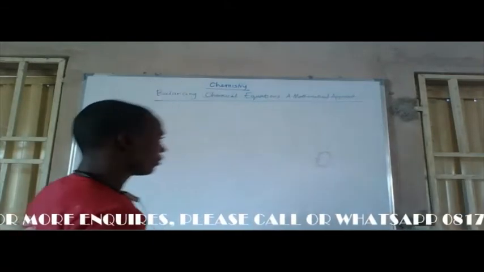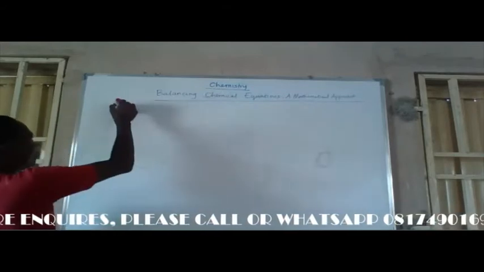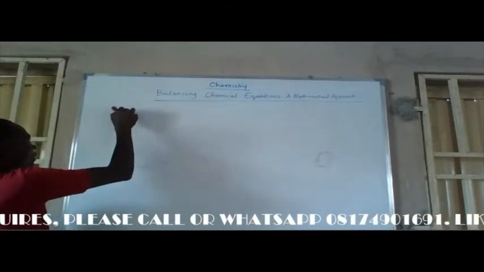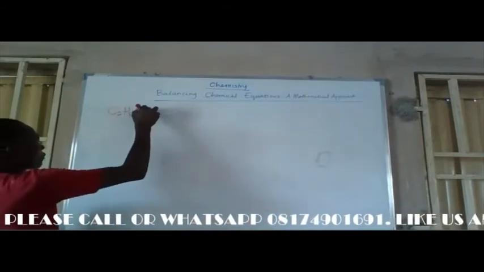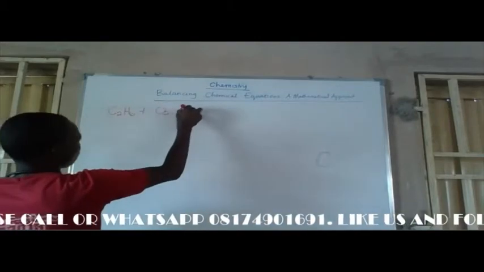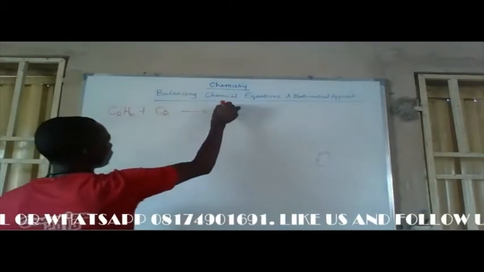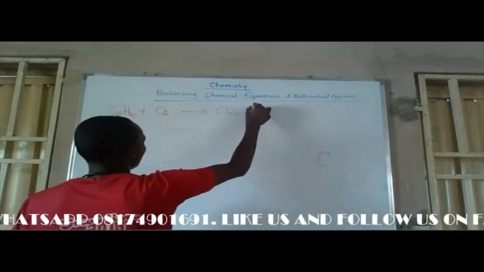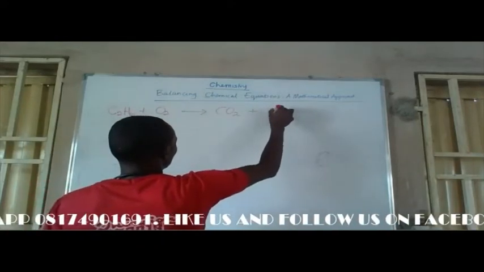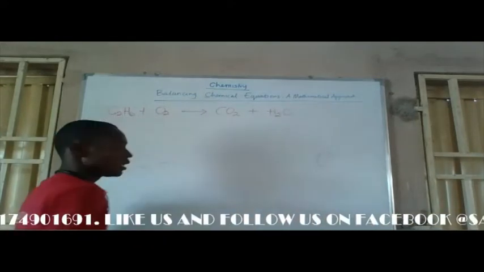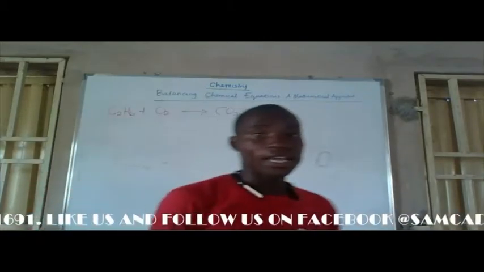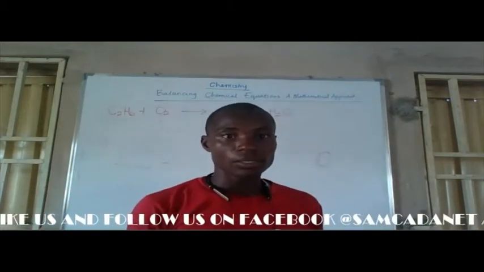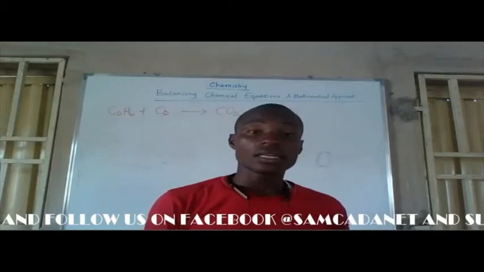Let's take something very simple, something you're pretty much familiar with. Let's say ethane plus oxygen to give carbon dioxide and water. Let's say this is the equation we intend to balance. Ethane plus oxygen to give carbon dioxide and water.